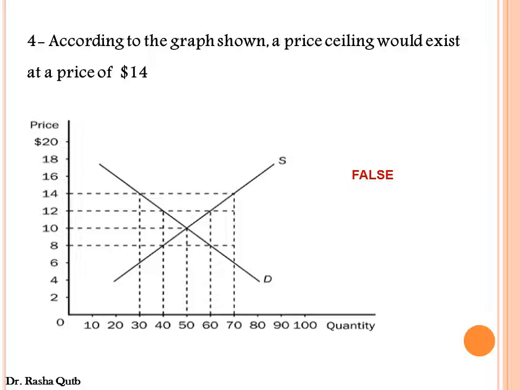At a price of 14, this price is above the equilibrium price level, which is 10. So, at a price of 14, we can call this a price floor, which is a minimum price set by the government, which is above the equilibrium price and is not permitted to fall. So the correction of this statement is, according to the graph shown, a price floor would exist at a price of 14.